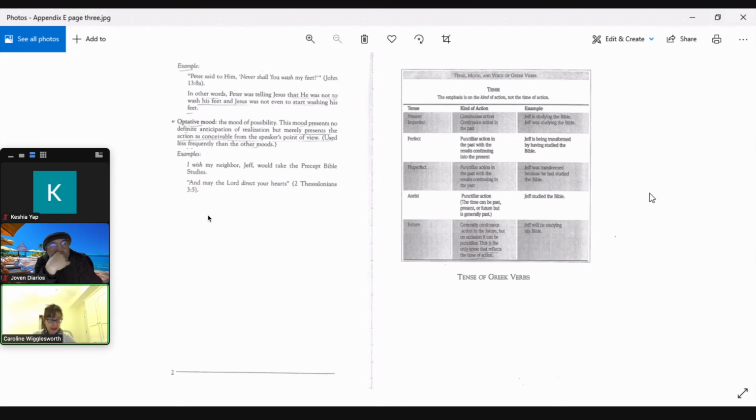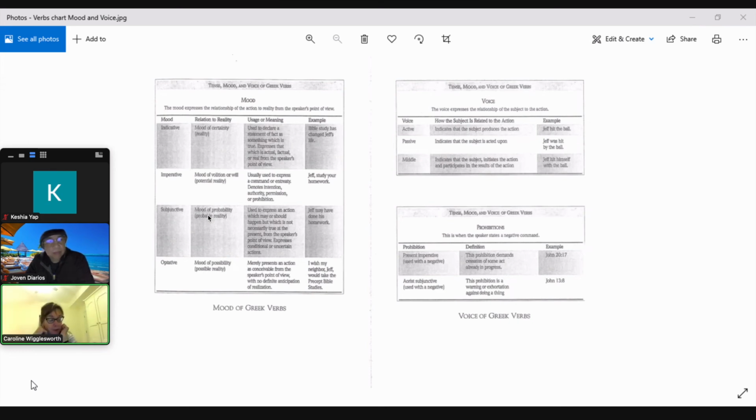So then you have a chart that's got all these. In tenses, you have present, imperfect, perfect, pluperfect, aorist, and future. And then we have another chart which shows us the mood and the voice. So you have mood, which has four different moods: indicative, imperative, subjunctive, and optative. And voice, which is either active, passive, or middle. And then this is the interesting one down here: tense, mood, and voice.